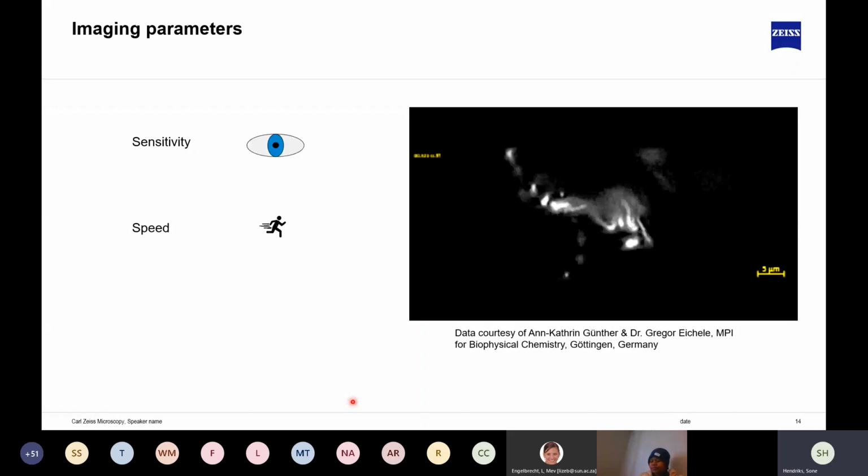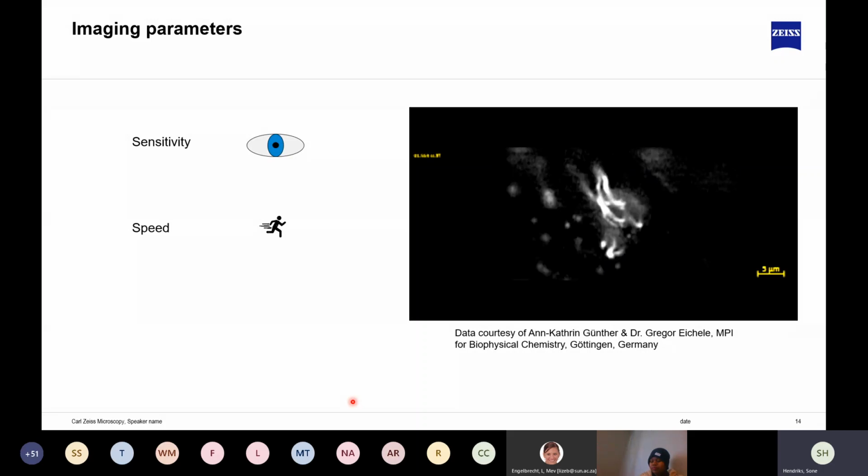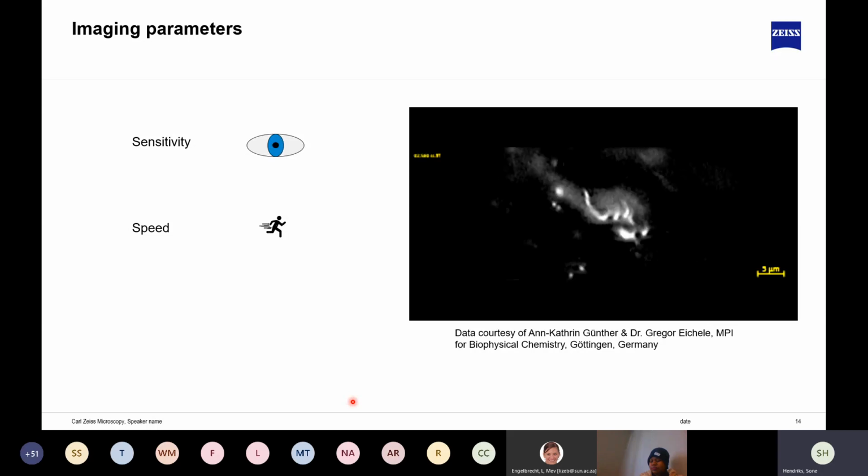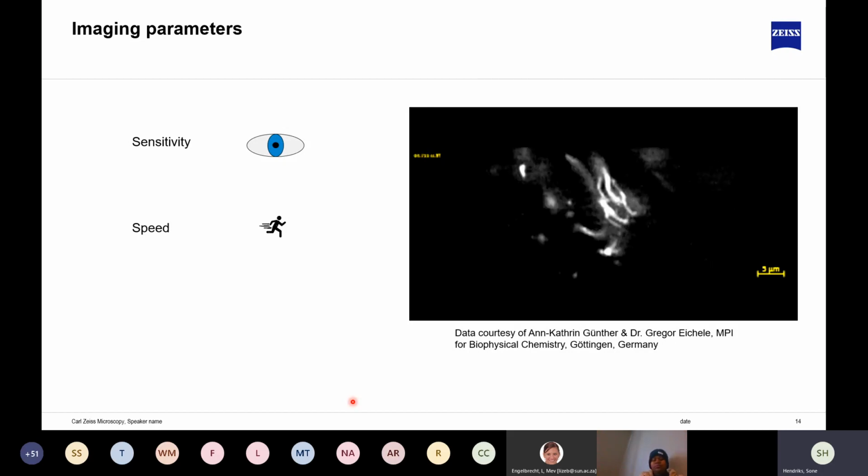If you're working with fixed cells or fixed samples or stuff that isn't moving at all, or bacteria dividing only once in every 20 minutes, that does not necessarily need a very fast imaging system. But if you want to do calcium imaging in muscle cells, then you would typically require very high speed to capture the signaling events.